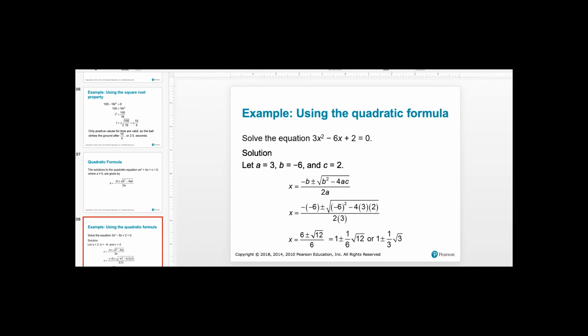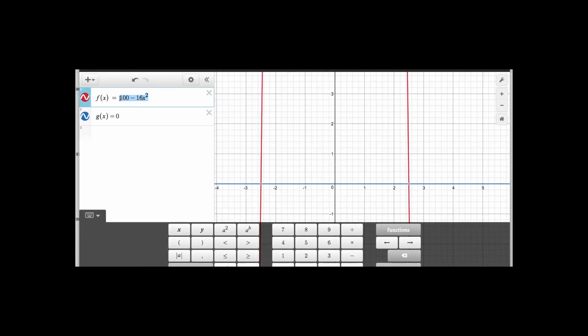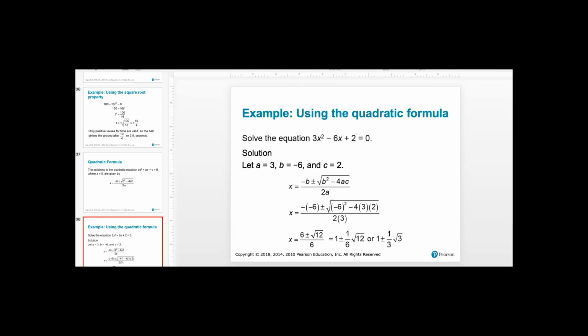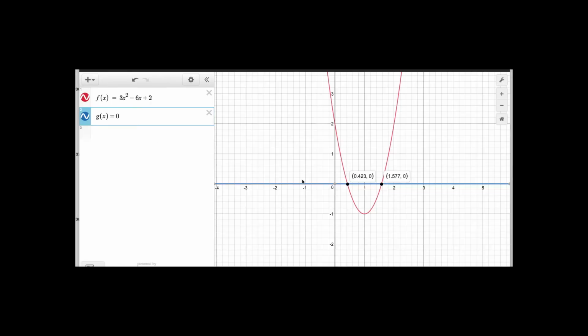Once again, if you graph it though, so let's see, 3, negative 6, and 2. So if you graph it, again, notice that I've got it looking at 0. So if I graph it, I'm at 0.423 and 1.577. Which should come out to 1 plus 1/3 times the square root of 3. That should be the bigger number. And 1 minus 1/3 times the square root of 3 should give you these decimals here.